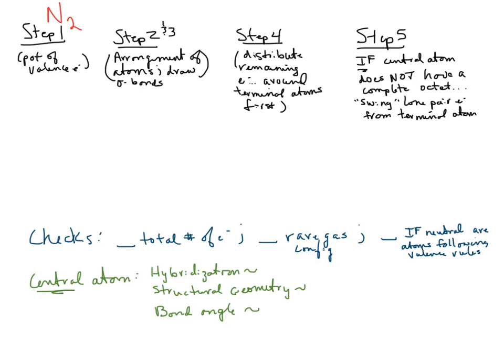So we're doing nitrogen, N2. And so the pot of valence electrons isn't too bad to come up with. We just take 2 times how many valence electrons one of them has, which is 5. So we have a pot of 10 electrons to distribute around those 2 cute little atoms.